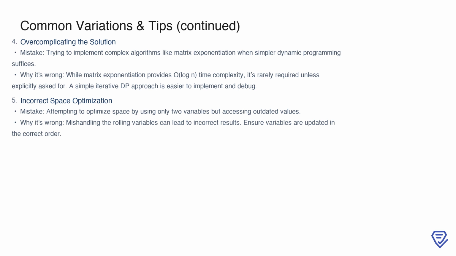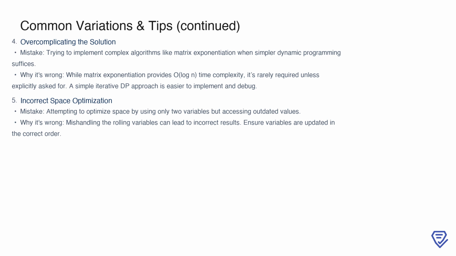Another common mistake is overcomplicating the solution. Some may try to implement advanced techniques like matrix exponentiation, which provides an O(log n) time complexity. However, this is rarely required unless specifically asked. A simpler dynamic programming approach is easier to implement and debug while still being efficient.